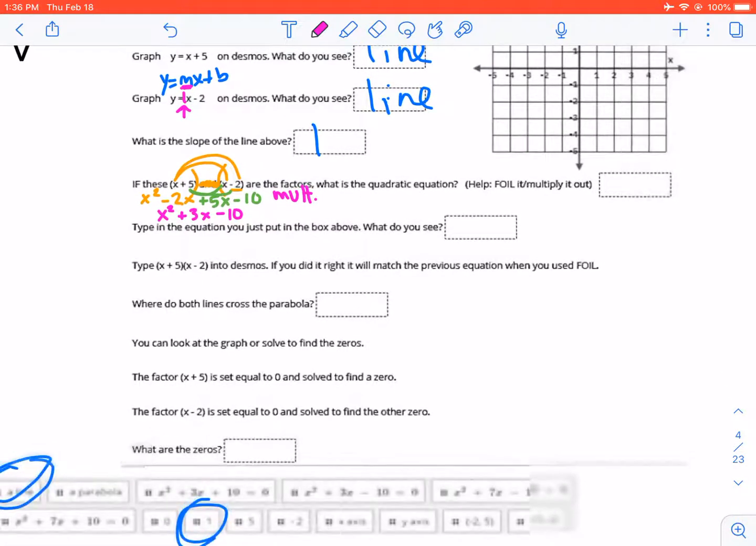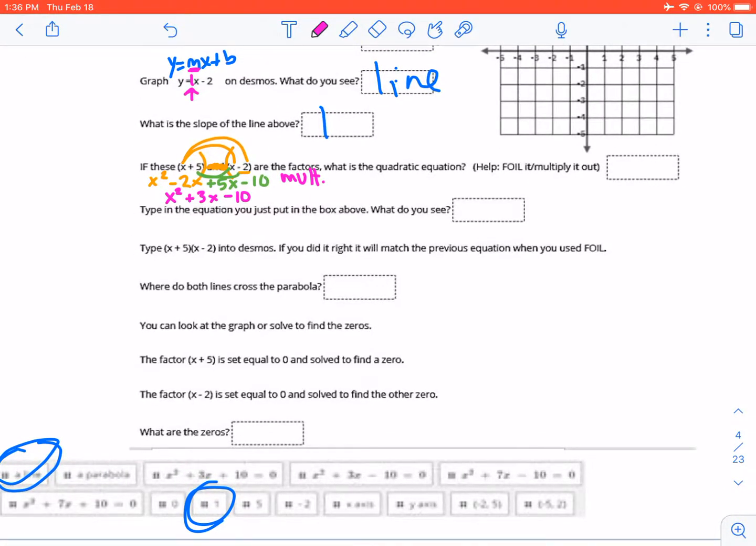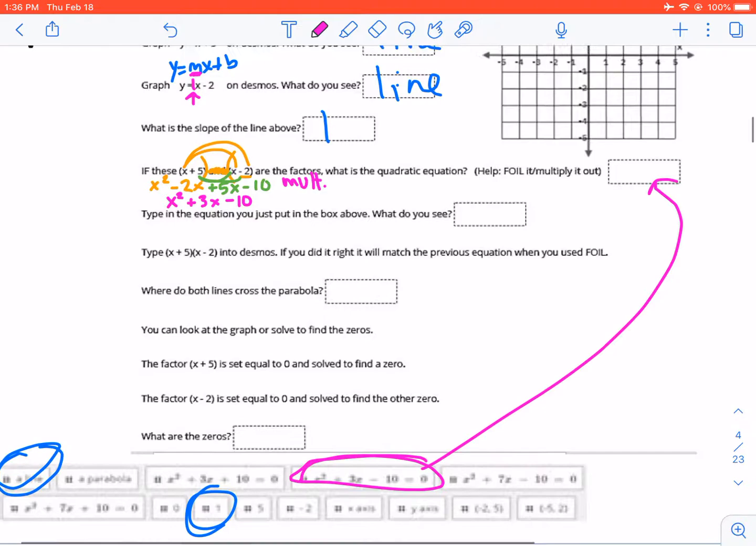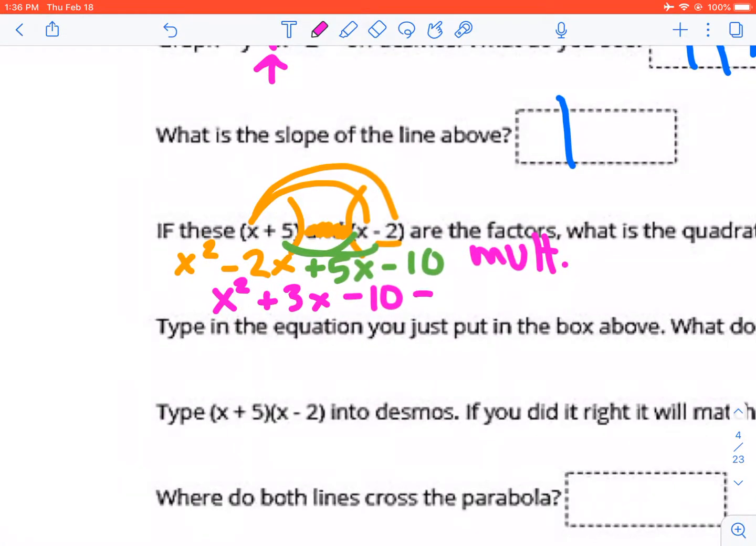So let's go see if we can find that. We have x squared plus 3x, and then we need a negative 10. And it looks like it's this fuzzy guy right there that is going to go into our box. And basically, again, it's just this with an equal 0 on the end. So that's what you're looking for.